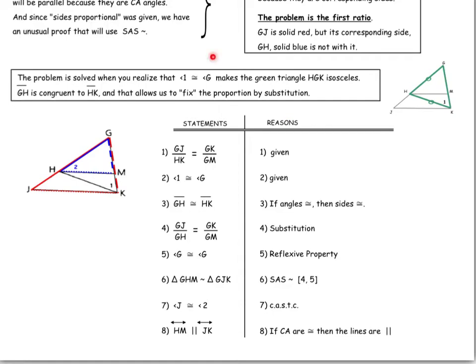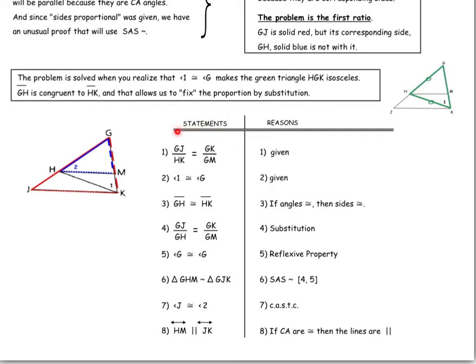The information that angle 1 is congruent to angle G focuses our attention, if it's possible, with all the blue triangles going on and all the red triangles going on, that there's also a green triangle sitting in the middle of our problem, with angle 1 over here and angle G over here, making the green triangle isosceles. And if the angles are congruent, then the sides are congruent. And that's where our substitution is going to come from. Now let's look at the proof.